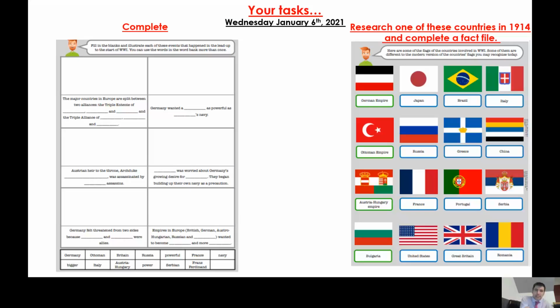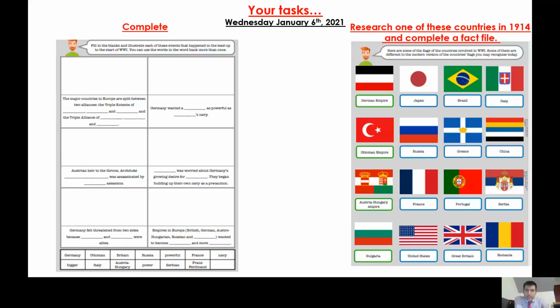Now, in addition to that sentence, you've got 2 tasks. First of all, you've got to complete this sheet. Now, this sheet shows what you've learned about the World War I, and it's got some language at the bottom that could help you with this. In addition, you've got a research task. If you're able to access some form of access to the internet, it's probably going to be useful for this.